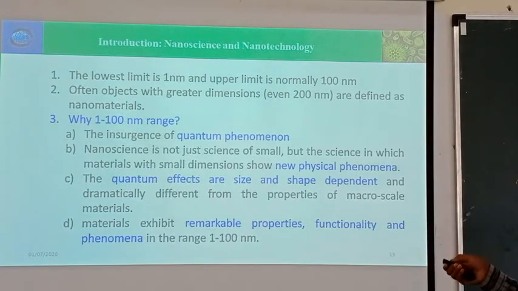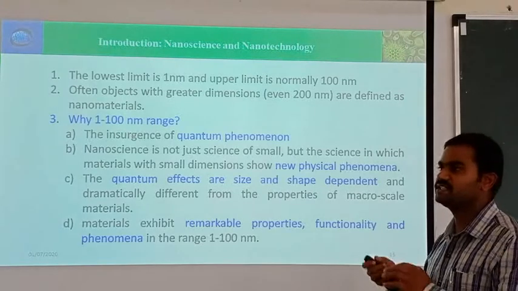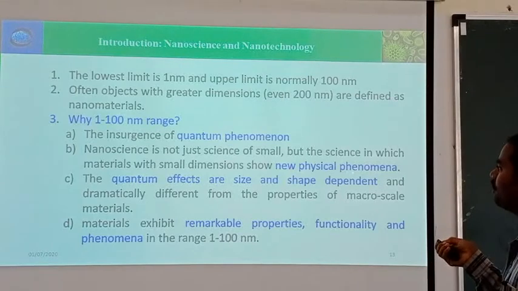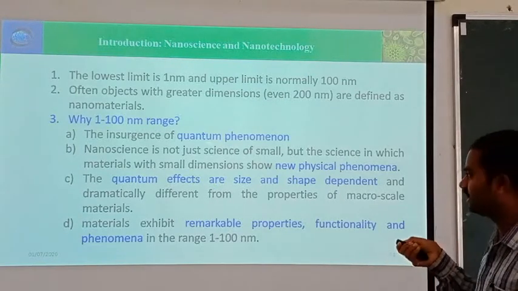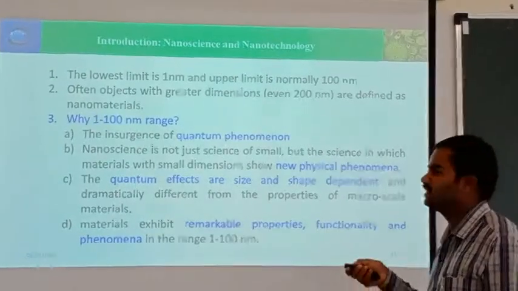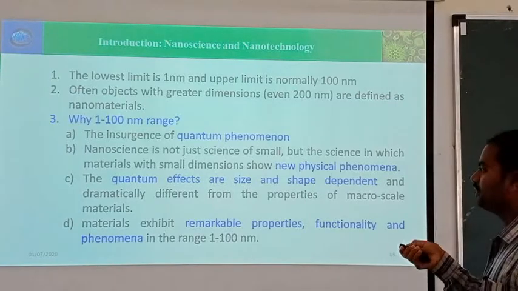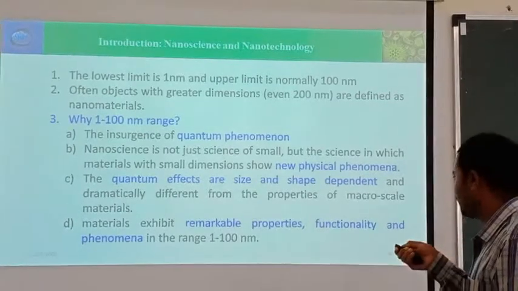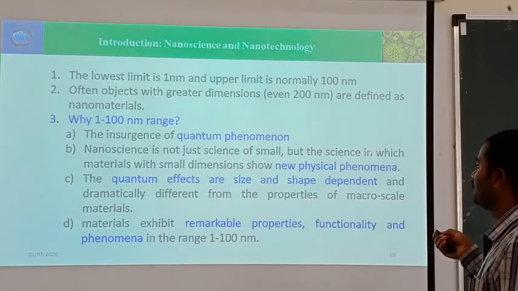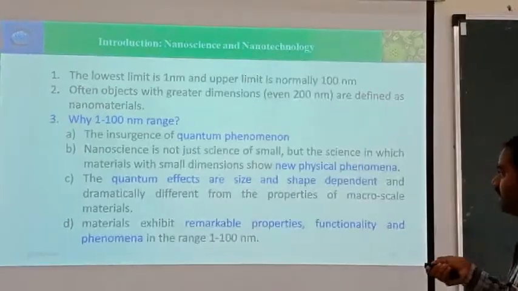So nanoscience is not related to just any small object; we cannot call it a nanomaterial just because it is small. Some new physical phenomena must occur at the nanometric scale, and only then can we call it a nanomaterial, or say nanoscience or nanotechnology is implemented with that material. So here is the main reason: new physical phenomena. Then we can call this material a nanometric material.